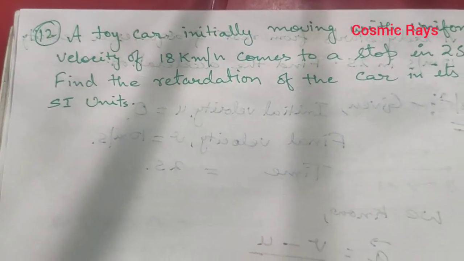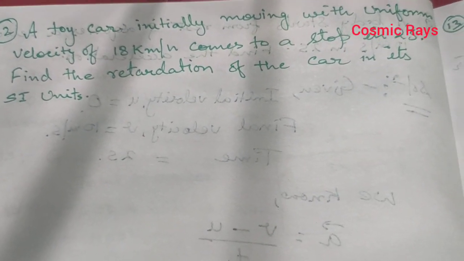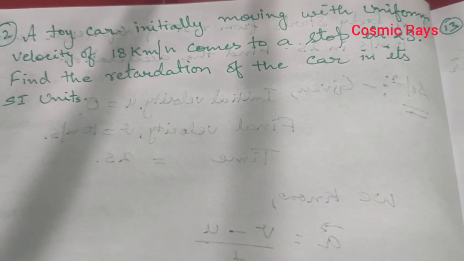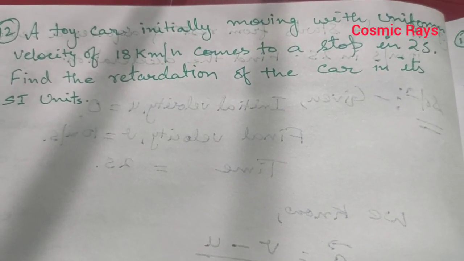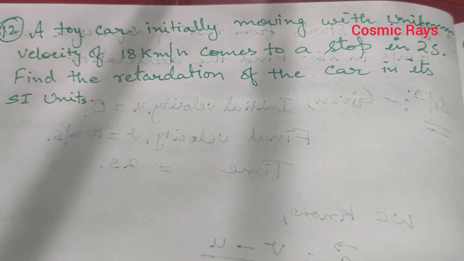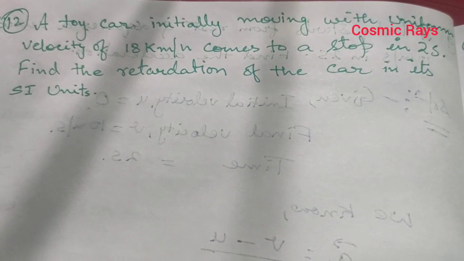Now we come to question number 12. Question number 12 states, a toy car initially moving with uniform velocity of 18 km per hour comes to a stop in 2 seconds. Find the retardation of the car in its SI units.